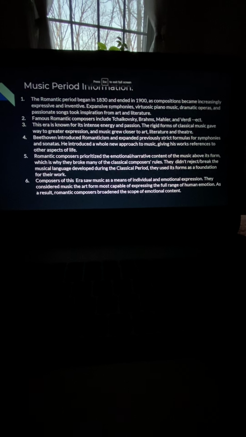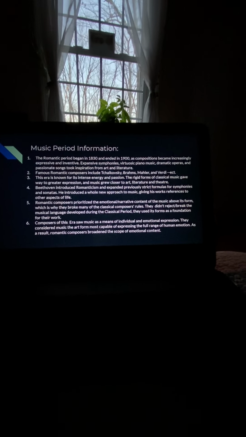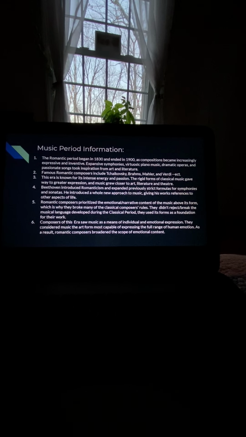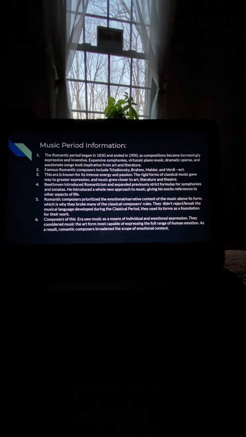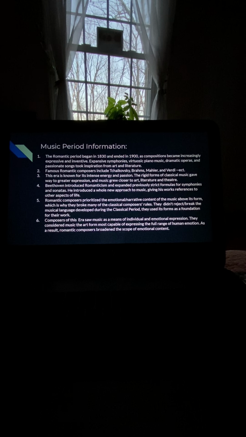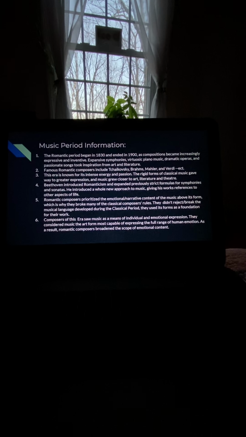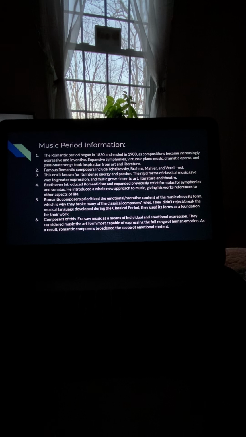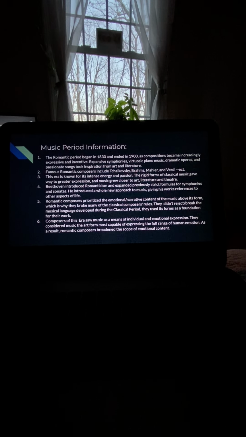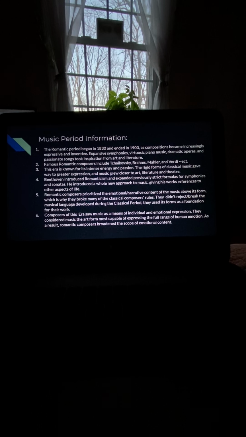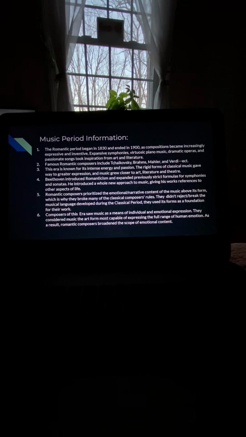Next, moving on to music period. The Romantic period began in 1830 and ended in the 1900s, as compositions became increasingly expressive and inventive. Expansive symphonies, virtuosic piano music, dramatic operas, and passionate songs took inspiration from art and literature. Famous Romantic composers include Tchaikovsky, very hard to pronounce, definitely wasn't right, Brahms, Mahler, and Verdi.